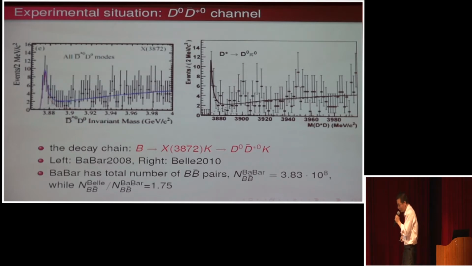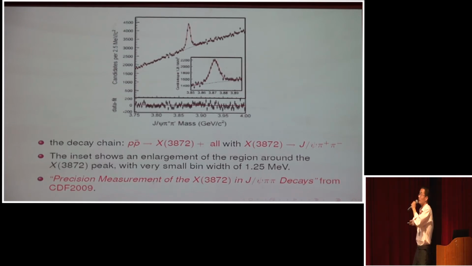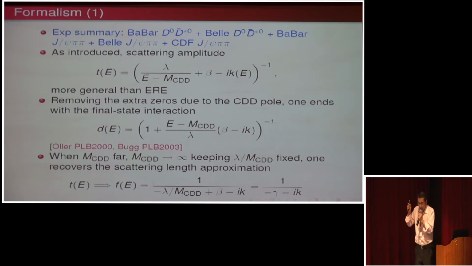Before our analysis of the data, I will briefly review the experimental situation. Here is the D-star D-bar data from BaBar and Belle. We also have J/psi pi pi data from BaBar and Belle. And in this case is the p p-bar data from CDF. All the previous analyses do not include this data set. Also this data set has very high statistics because its resolution is around 1 MeV. So for the experimental situation, we have 2 data sets of D-star D-bar and 3 data sets of J/psi pi pi.